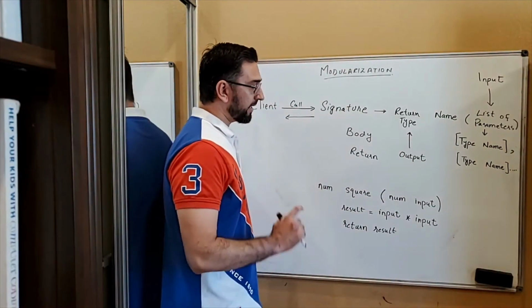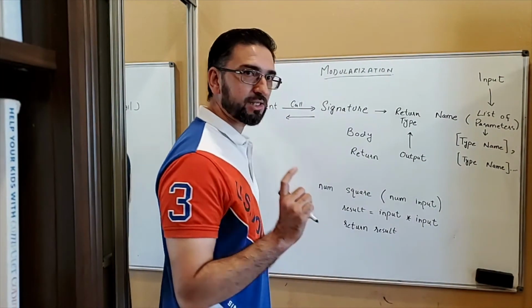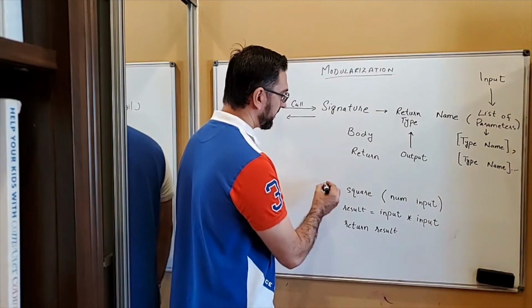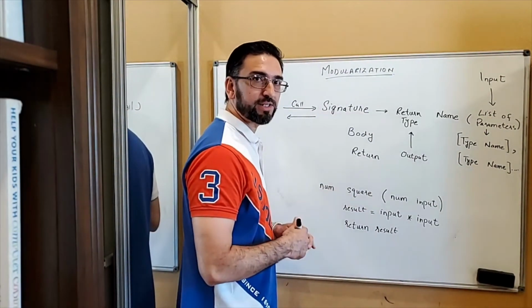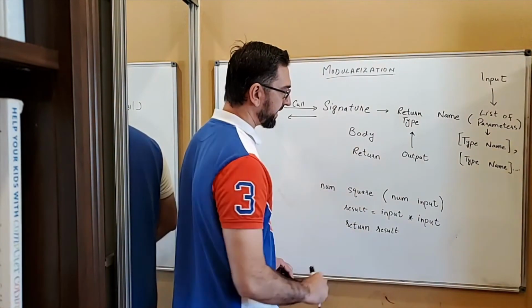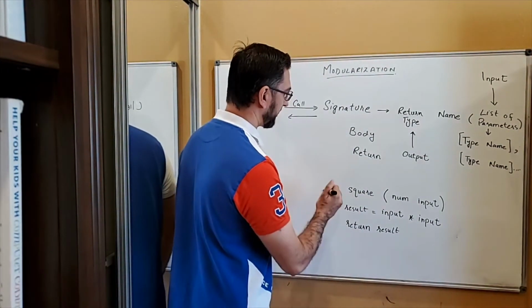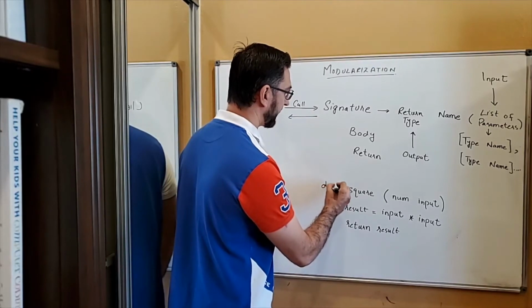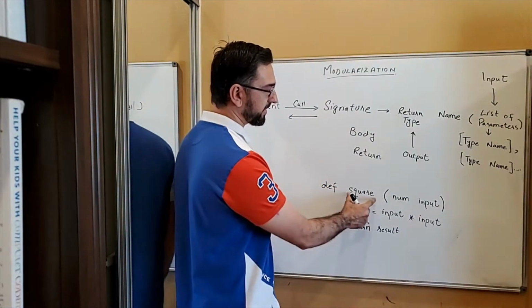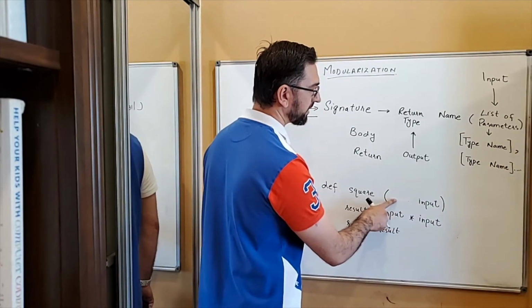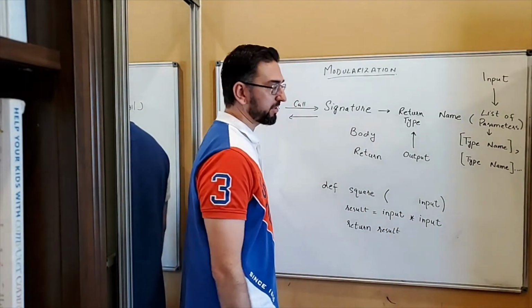Okay. Now in Python, things are a little bit different. In Python, you don't need to define the return type. It automatically figures it out. If we were to define the same function in Python, we would just say the keyword def here to tell it it's a function. We will give it the name. And also we don't need to define the type of the parameter here.